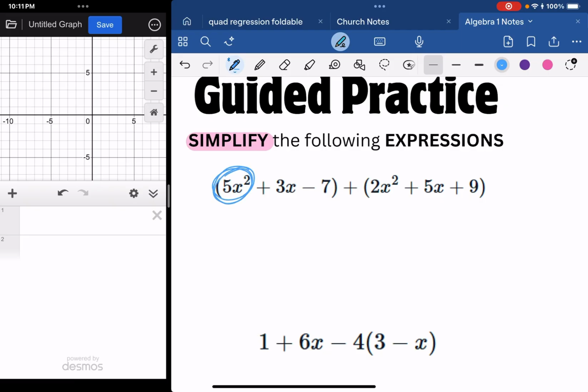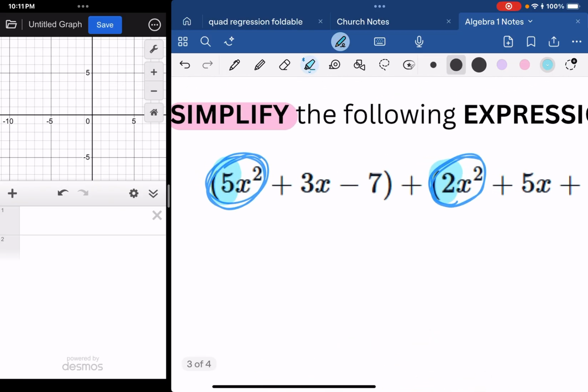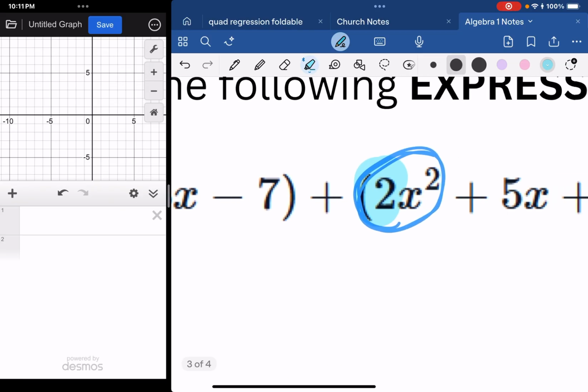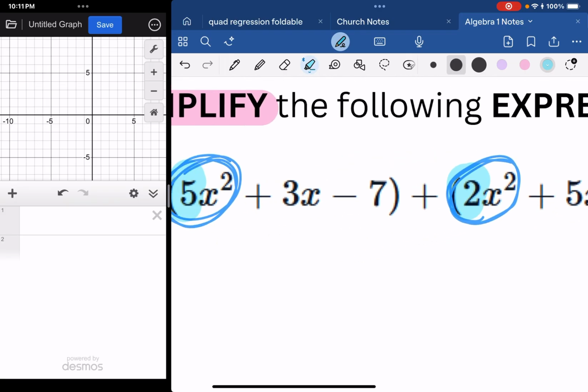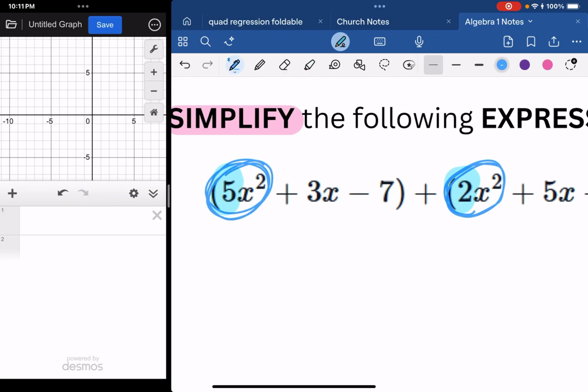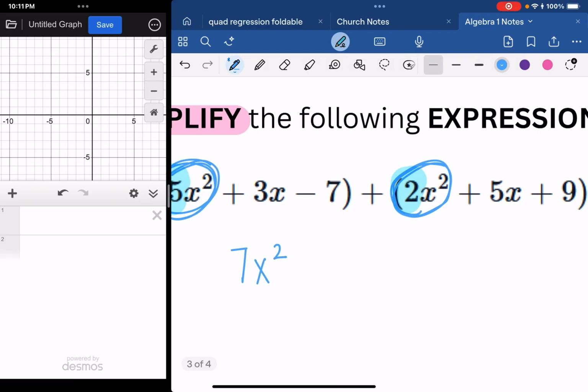Okay, I'm just going to go to the first term and I'm going to circle it. I've got to go find the other x squareds. So in this case, it is 2x squared. So when I am combining those like terms, guys, I just add the number in front. So I have 5x squareds here and then 2x squareds here. So therefore, altogether, I have 7x squareds. So then I'm going to move on. I'm going to go to the next term.